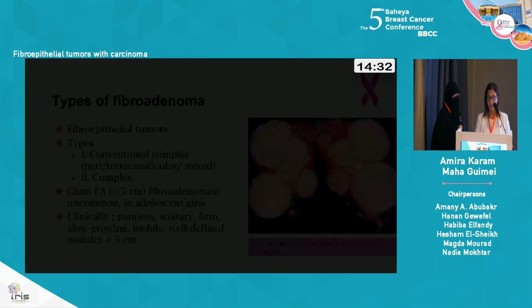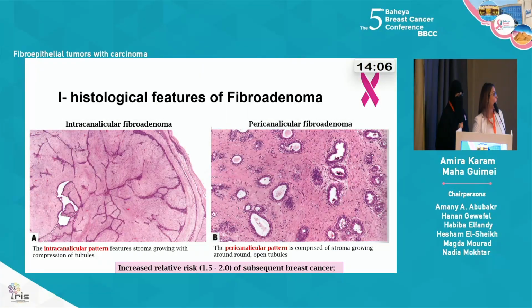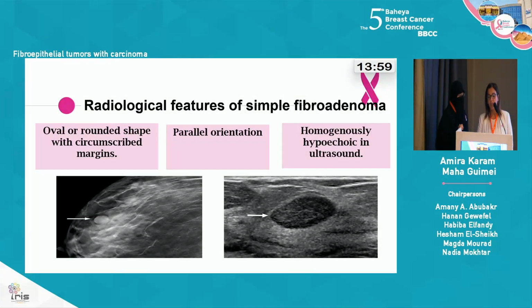This giant type is more common in adolescent girls. The one that we call just fibroadenoma is either intracanalicular, where the stroma grows and compresses the ducts and you see the slit-like spaces, or pericanalicular, where the stroma grows around the patent ducts. We always tend to see a mixture of both. There is no prognostic significance; we just need to mention the type. The relative risk of developing a subsequent breast cancer in a normal fibroadenoma is 1.5 to 2.